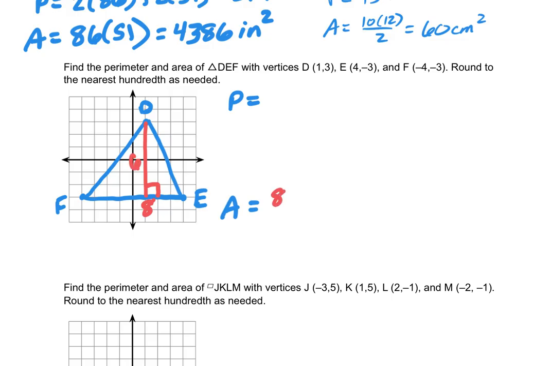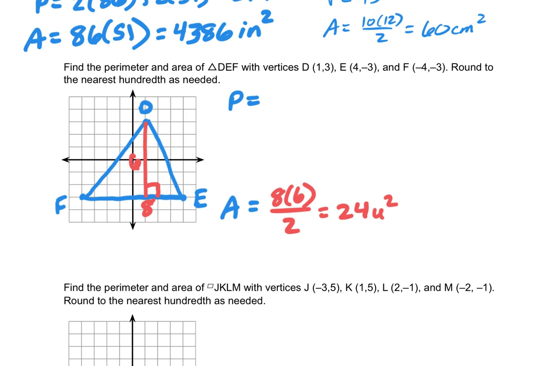So we're going to go 8 times 6 divided by 2. Okay, this problem is not labeled with centimeters or inches or anything like that. So our generic label that we're going to use here is units, 24 units squared.